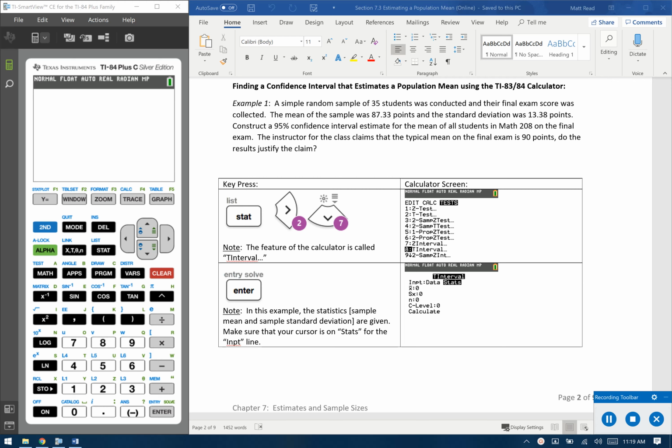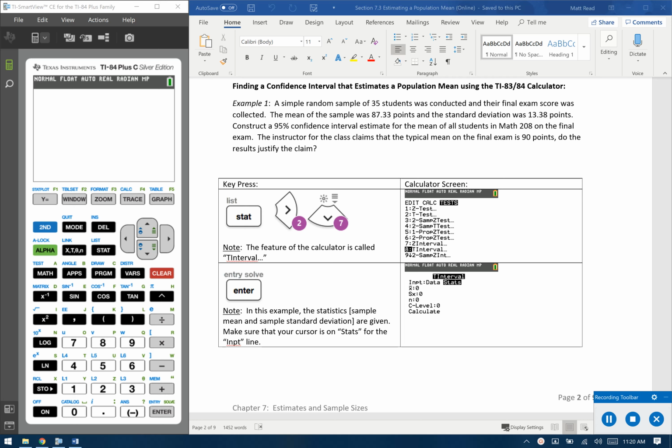In this video, we'll walk you through finding a confidence interval that estimates a population mean using the calculator. A simple random sample of 35 students was conducted and their final exam score was collected. The mean of the sample was 87.33 points and the standard deviation was 13.38 points.